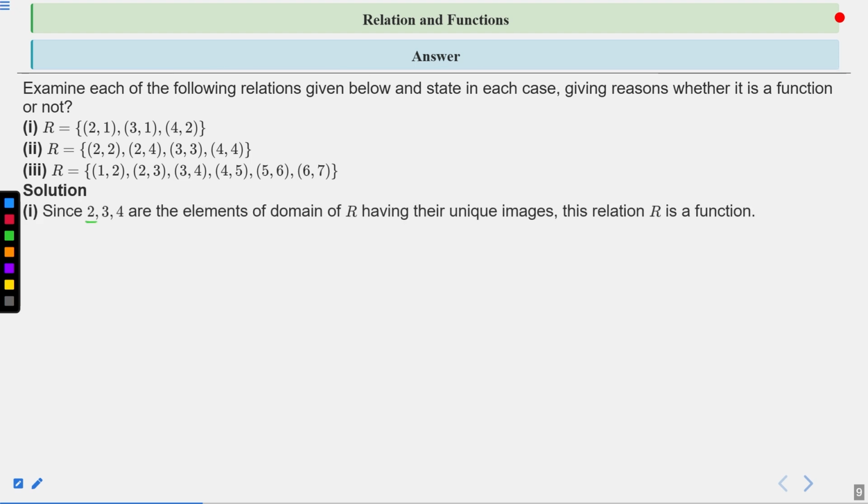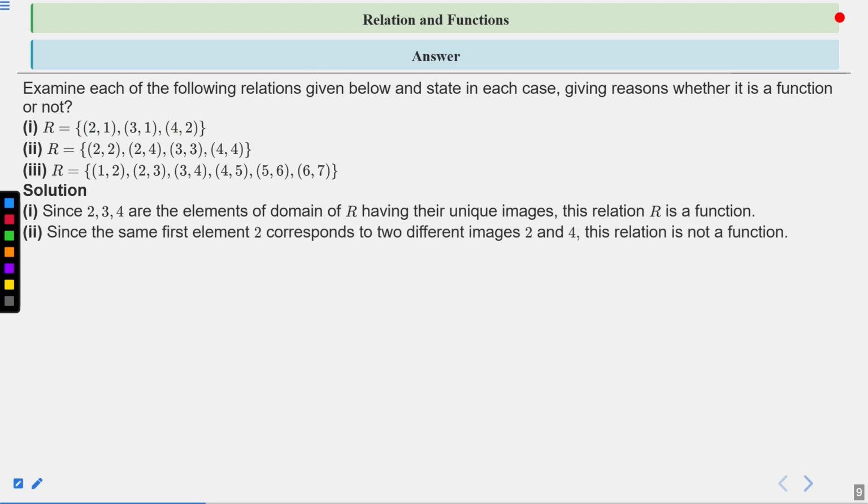Since 2, 3, 4 are the elements of the domain of R having their unique image, this relation R is a function. So simple, if you consider your domain as 2, 3, 4, then you can easily see that for every element in the domain you have a unique image. So 2 is related to 1, 3 is related to 1, 4 is related to 2. No two distinct pairs have the same first element. Clear? So satisfying the function definition, it is a function.